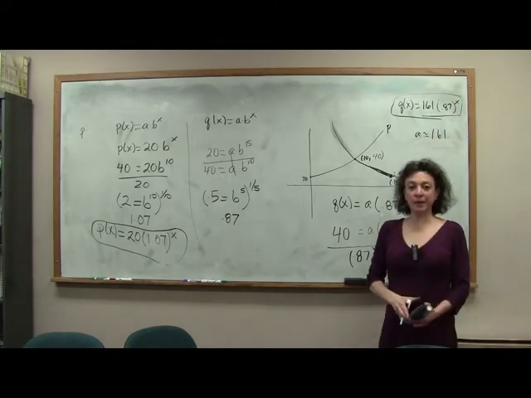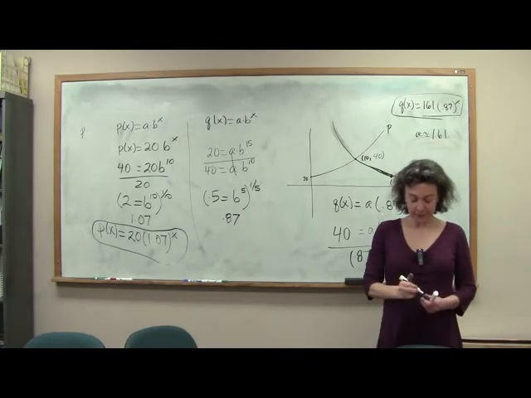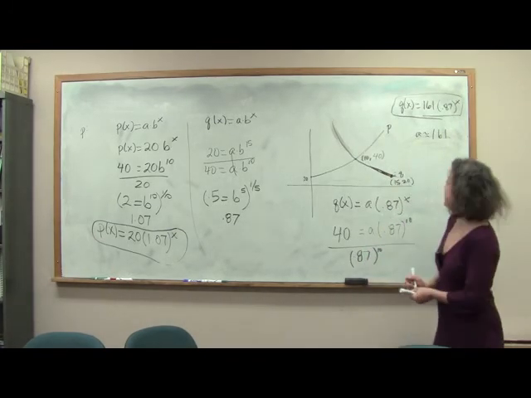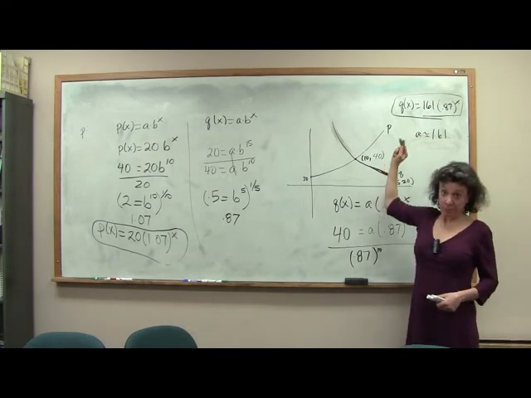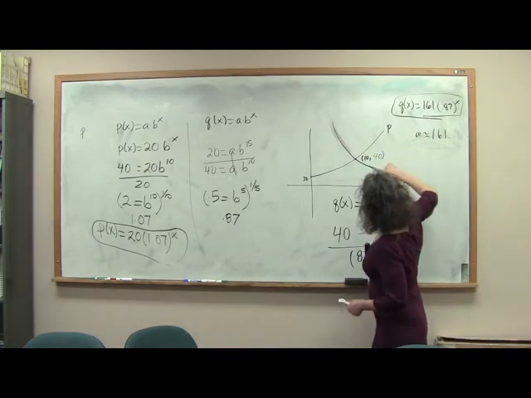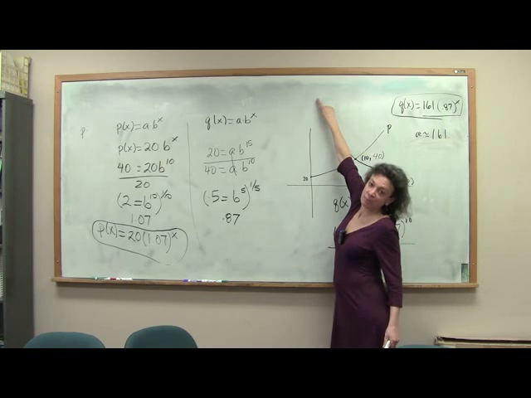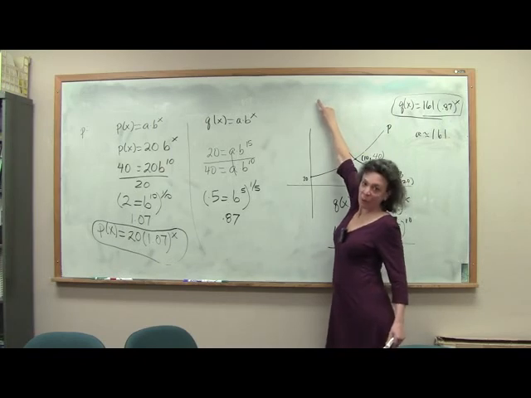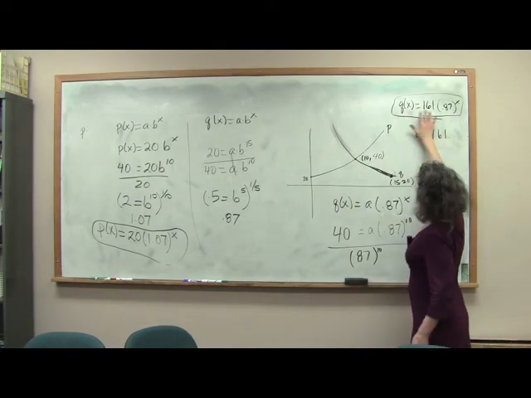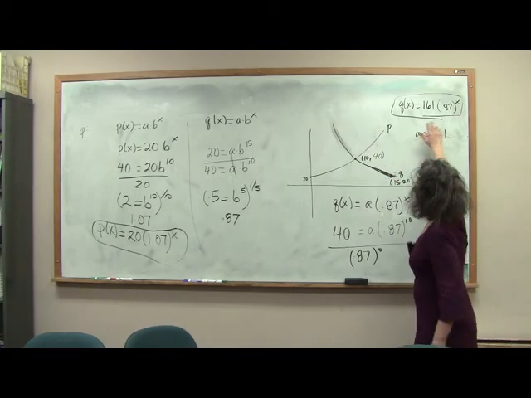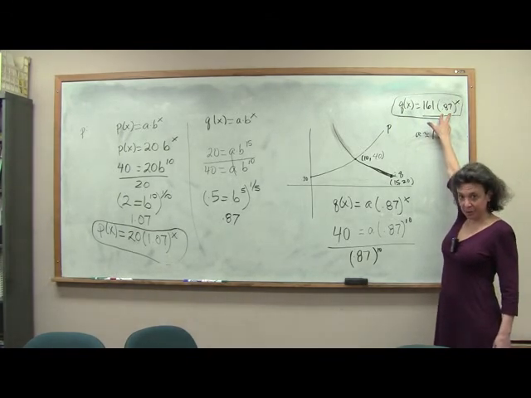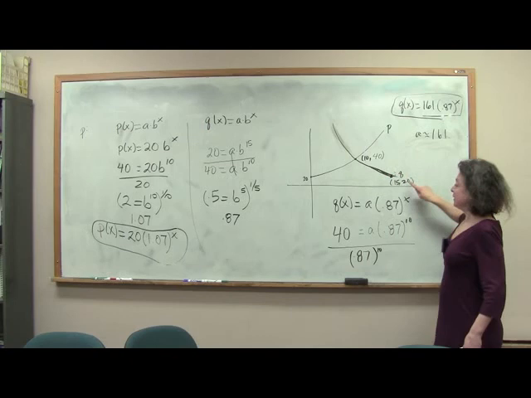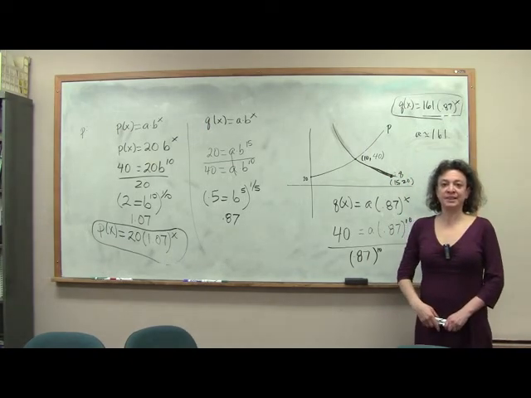Now again, I want to make just one quick comment pertaining to my answer here. Notice that my initial value is really big, and notice that this is not going to be crossing my y-axis for a little while. So my a value makes total sense, and my b value also makes total sense because my b value is between 0 and 1, and this function is decreasing.